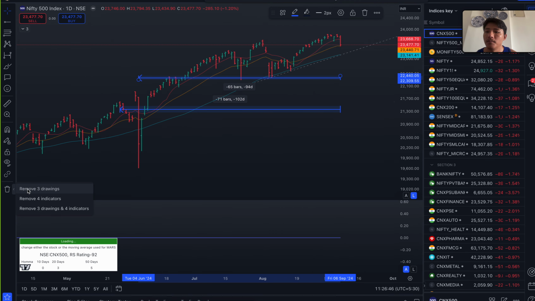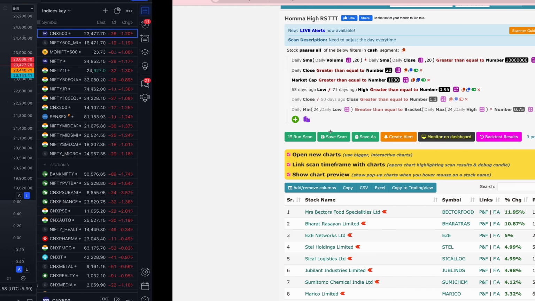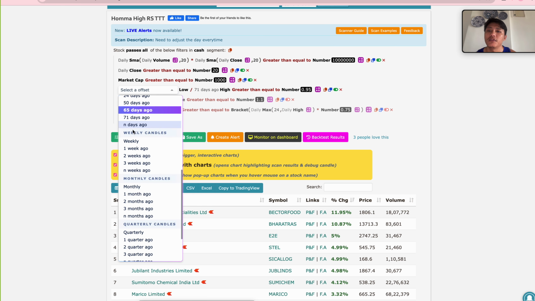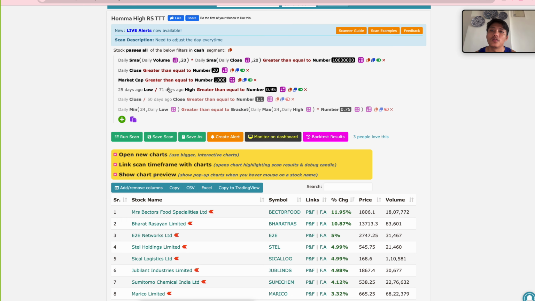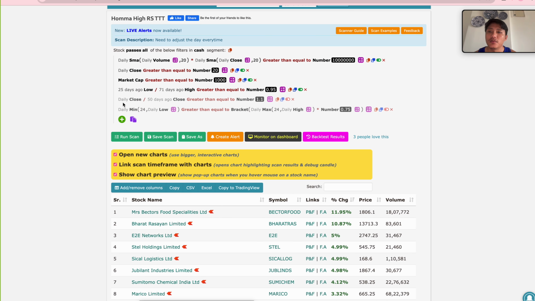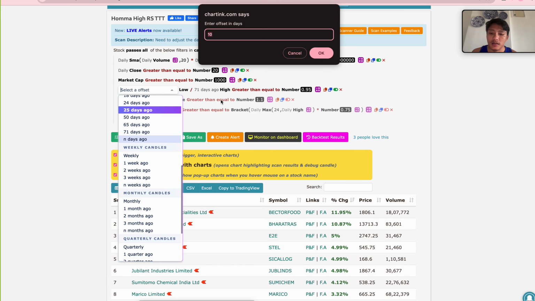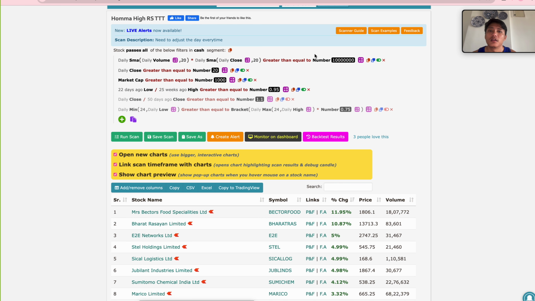Again you calculate from this day to this day. It is 22 bars. From this day to this day, it is 25 bars. So here you write 25 bars ago: 22 bars ago divided by 25 bars ago. N is 22, this is 25, and you say 1.